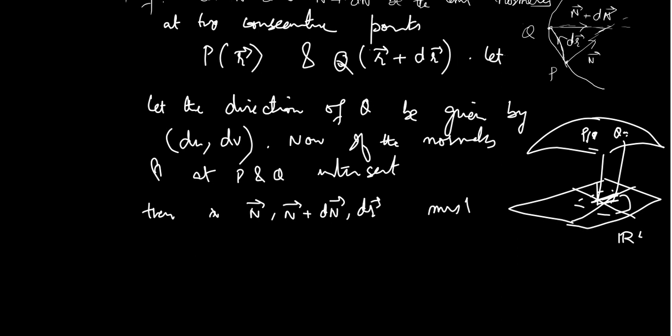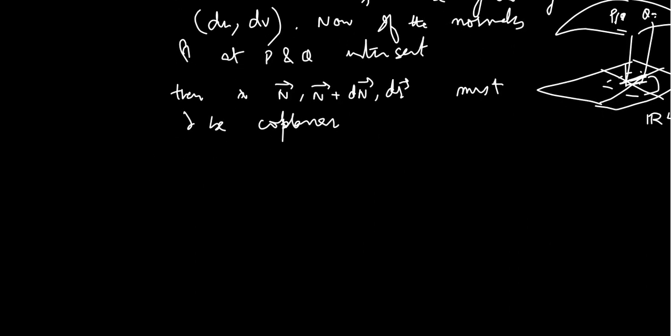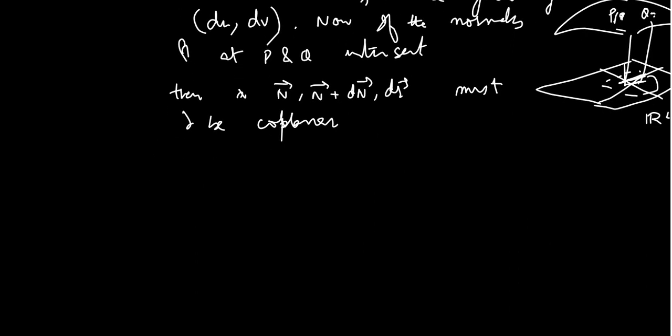And if three vectors, as you have done in your 12th class, I think, if vectors are coplanar, then their scalar triple product must be 0. So if they are coplanar, it implies that their triple scalar product [n, n plus dn, dr] must be equal to 0. And remember, this is basically a three-by-three determinant.